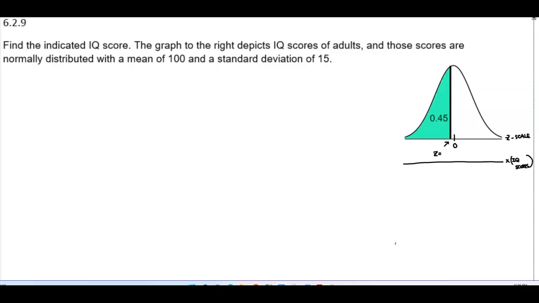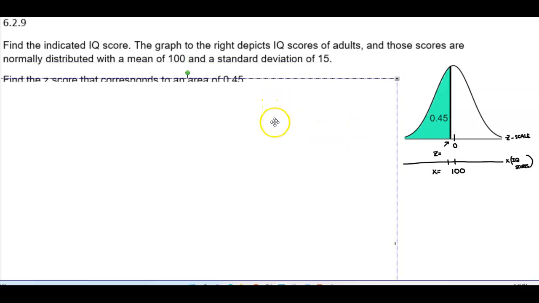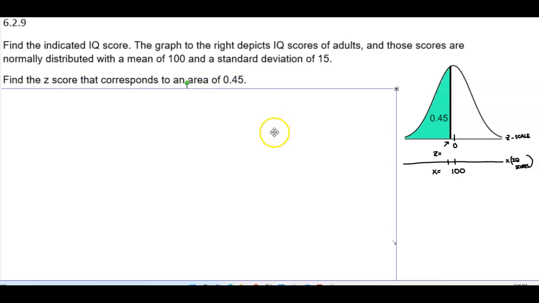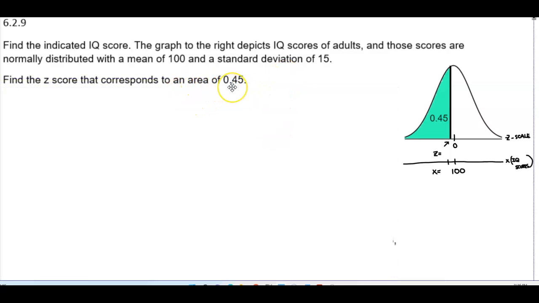The mean for the IQ scores here is 100. Eventually we want to find the value of x that's here, but we first need to find the value of the z-score. So we want to find the z-score that corresponds to an area of 0.45. If you notice, this is to the left of that. So what we're looking for is the probability of a z-score less than or equal to a value that gives us an area of 0.45.